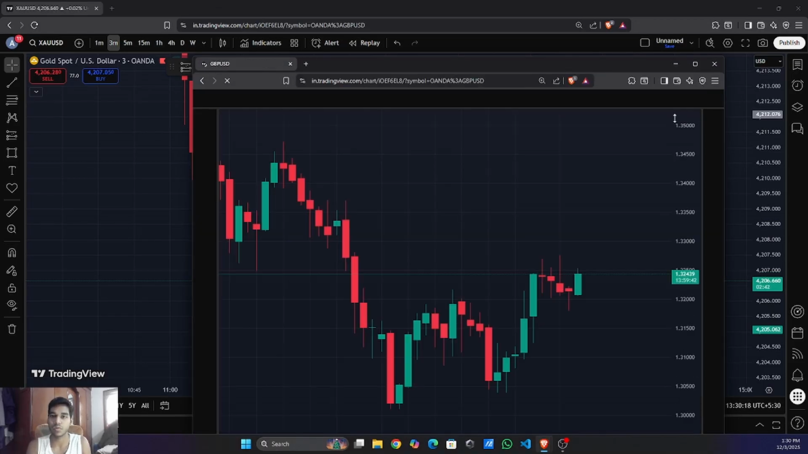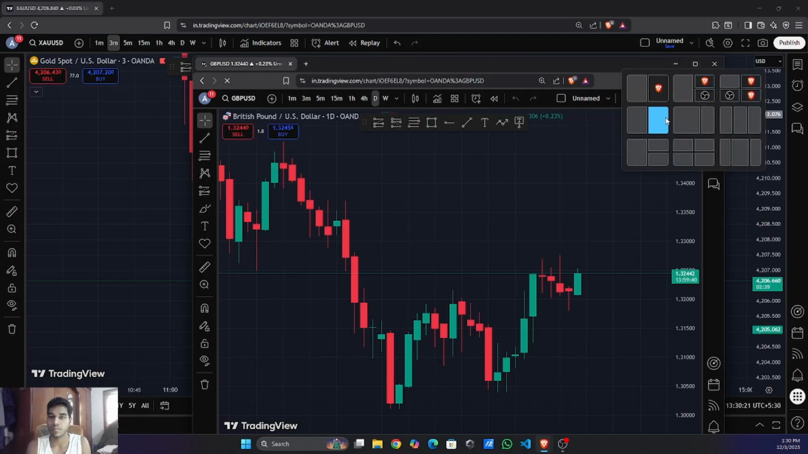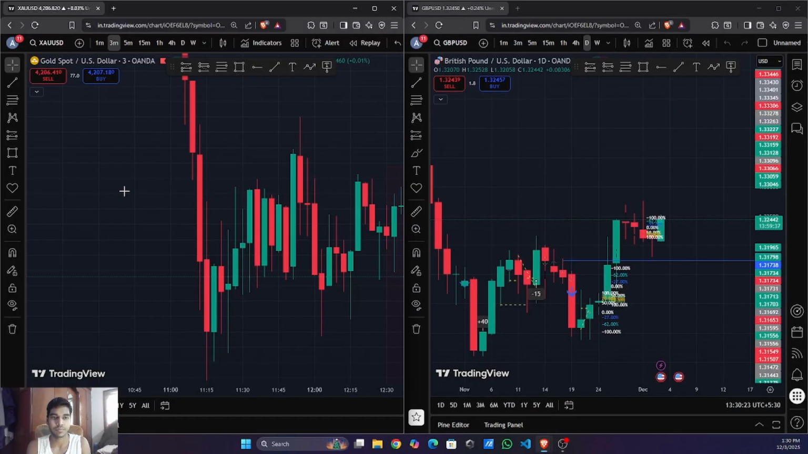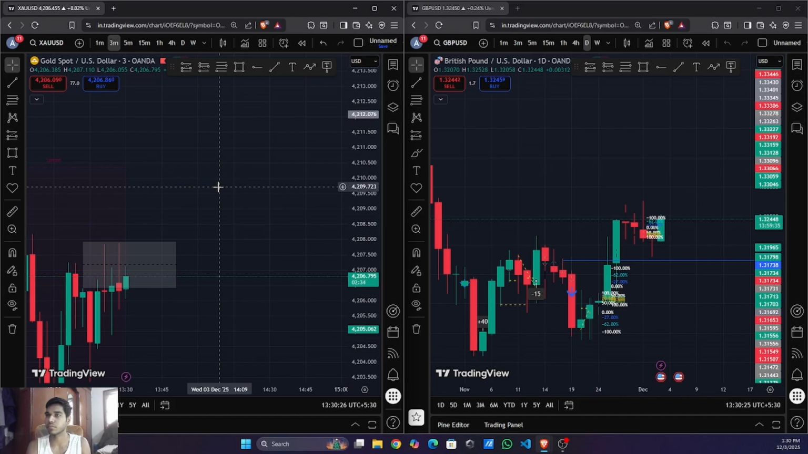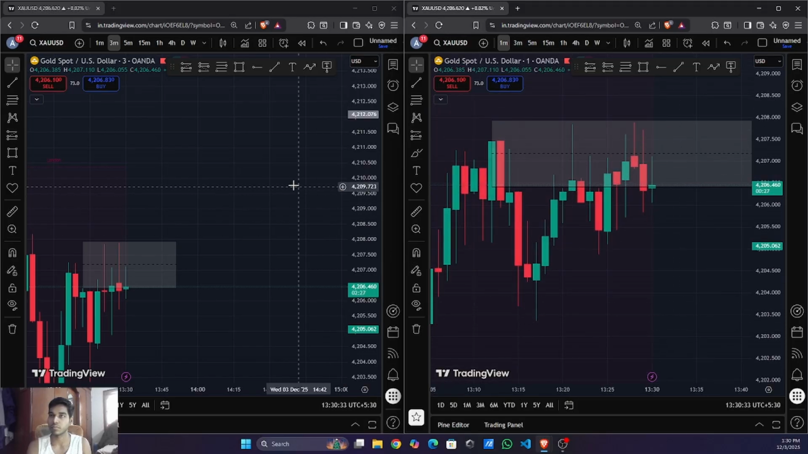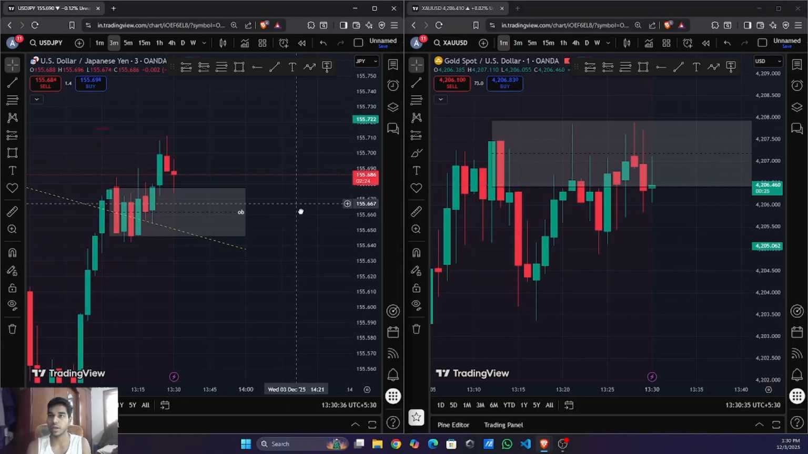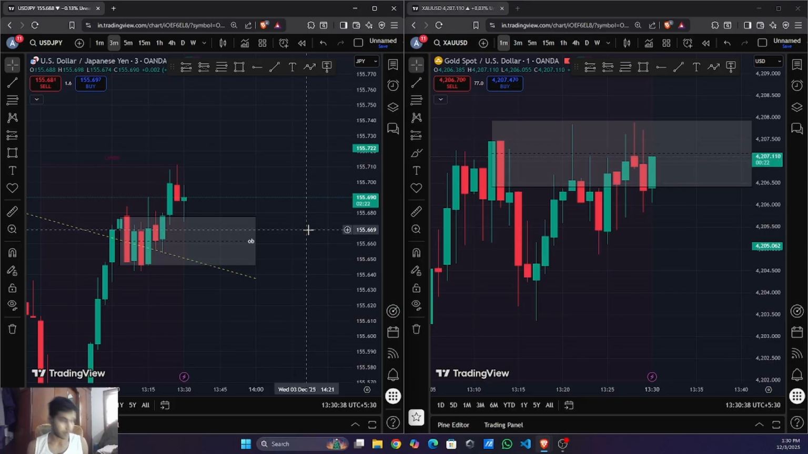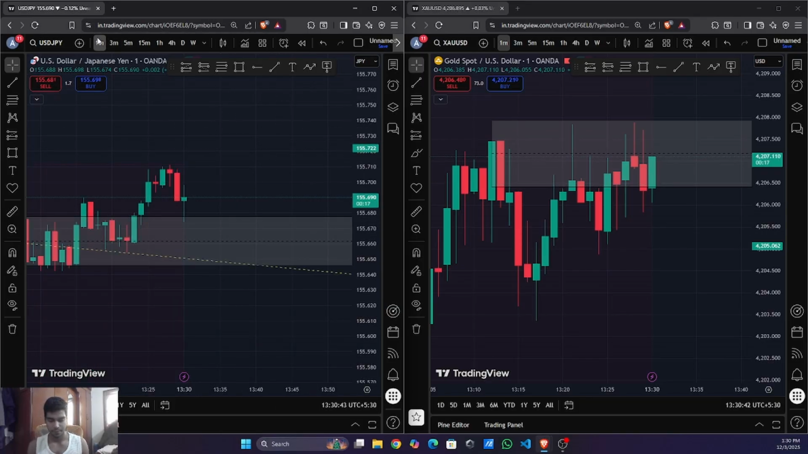Let's see, market is open. Our main focus is JPY, and okay, so it is in the order block, our 1 minute breakout structure, and I'll enter in JPY. Same in gold. These are our priorities. We will get a trade immediately.